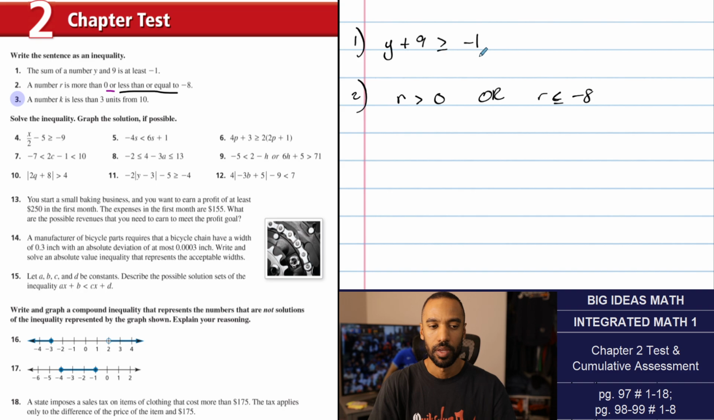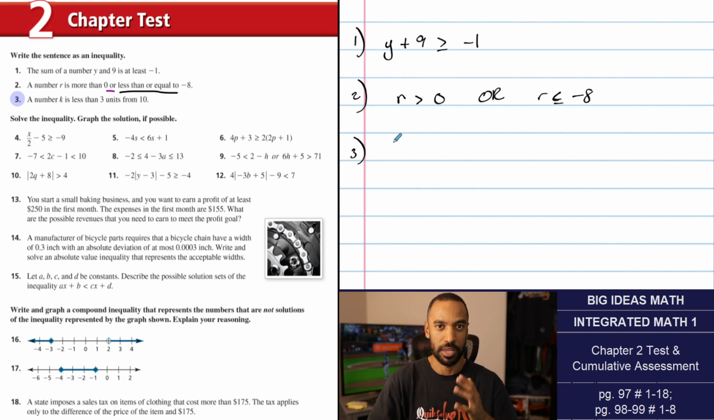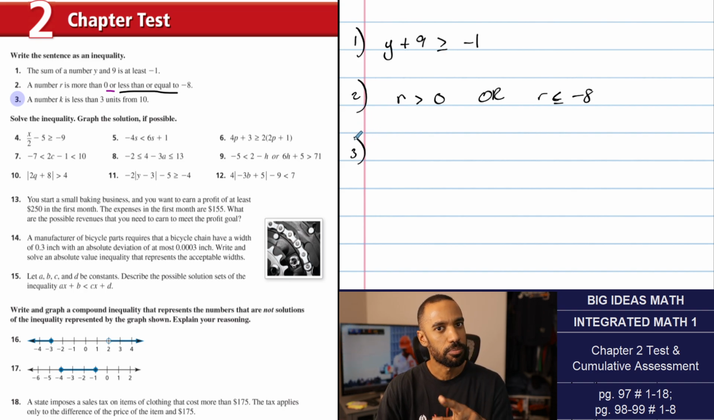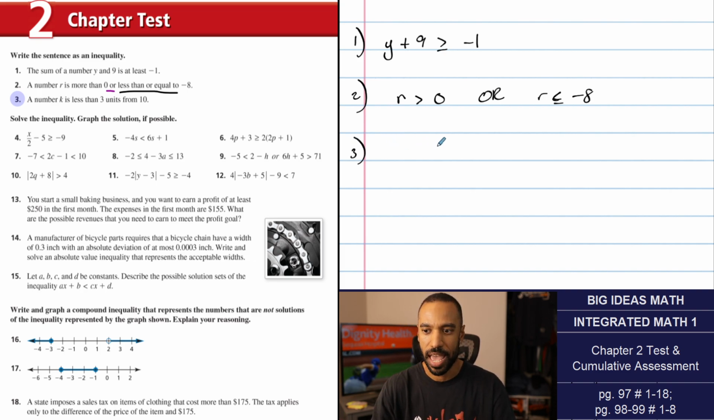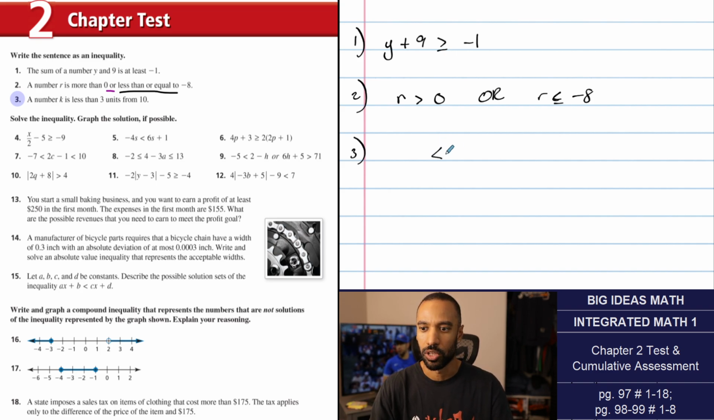Number 3, a number k is less than 3 units from 10. And I guess it's important for me to also state that this stuff won't tell you what section it's from, and it'll mix itself up within the chapter. So it can be whatever it wants to be from 2.1 to 2.6. Anyway, a number k is less than 3 units from 10. So this one, 3 units from 10 in either direction, right? So less than 3 units from 10 means 10 in either direction. It needs to be 3 units away from either side. Less than 3 units away looks like this. Now, the difference from k and 10 needs to be that one.